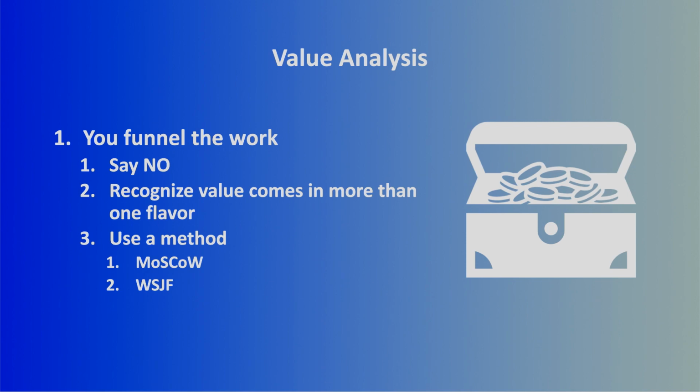And then last up here, if you're struggling with justifying value, there are methods out there. There's one called MoSCoW. There's one called WSJF. You can YouTube or Google these two methods and find lots of information out there. And there are others out there. So if you're struggling with value analysis and you don't know how to determine if this piece of work is better than this piece of work, you can actually put some data behind it.